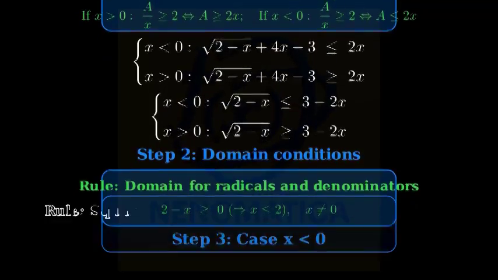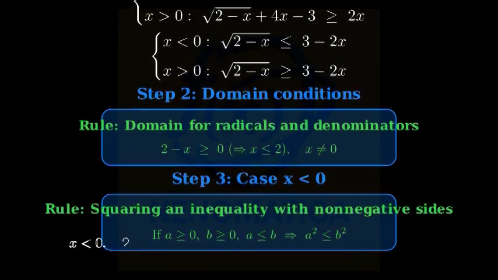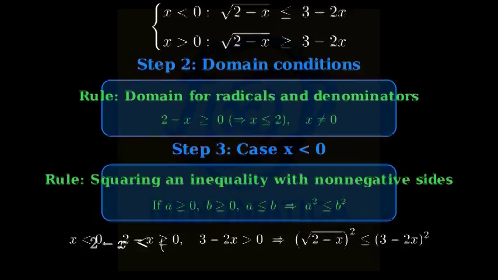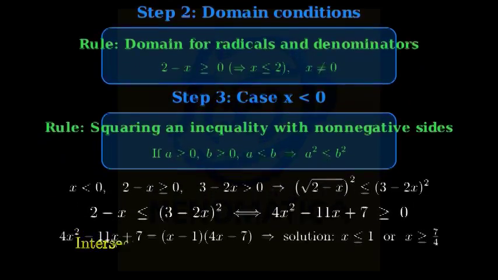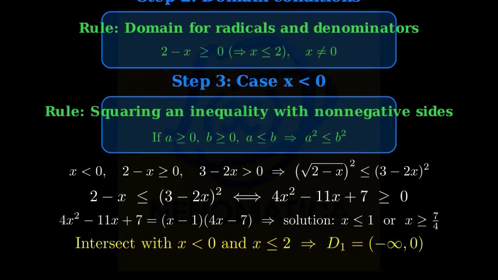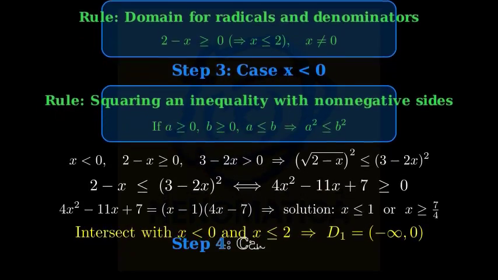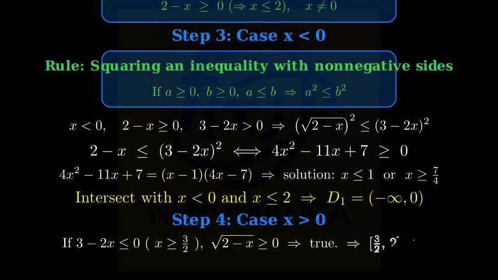Step 3. Case 1, x less than 0. Here, 3 minus 2x is strictly greater than 3, and therefore positive. We may safely square after stating the non-negativity conditions. Step 4. Case 2, x greater than 0.